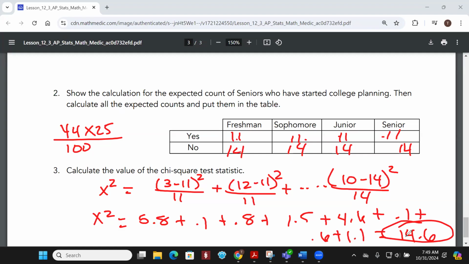Freshman who said yes. Because every freshman says that they want to go to college, right? Until they get to be a senior and they're like, well, maybe not. Good?